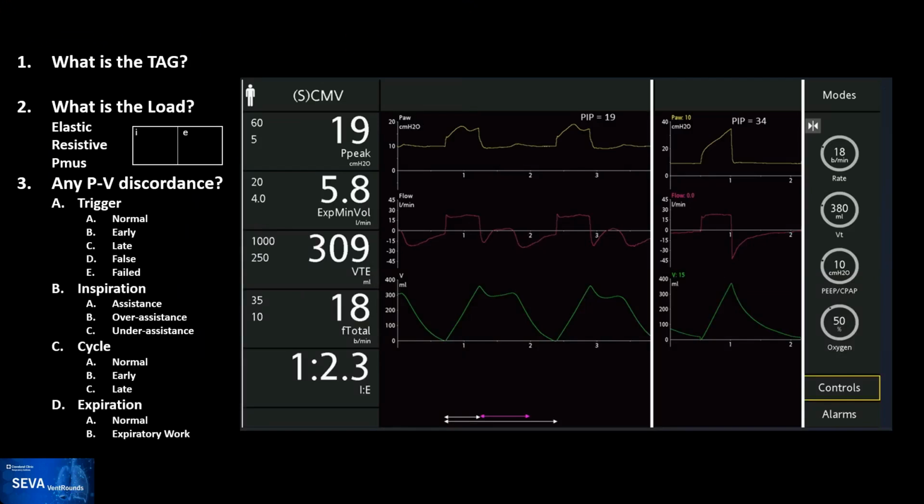Good afternoon to everybody. This is a real case that I ventilated, I don't know when, but in this screen, I put on the right the conditions when the patient was totally passive. And you can find on the left the conditions when we see some sort of activity. So as Rob mentioned, let's start with the tag, followed by the load, and later on by any PV discordance. Feel free to put the tag in the chat section. Yeah, I can't see the chat, Ariel, so you're going to have to do it. I'm looking at it.